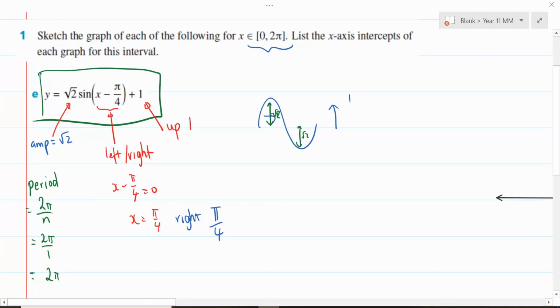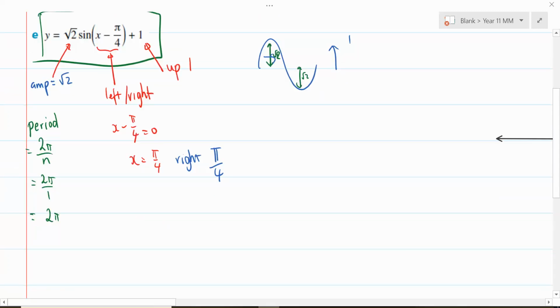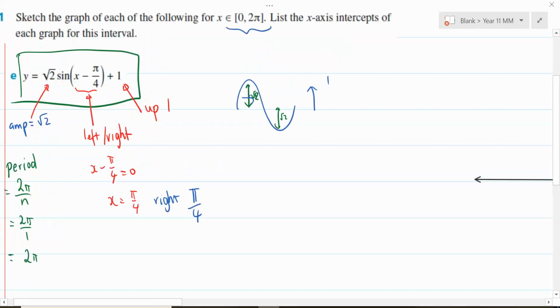This is what I mean. Do your homework. It's very easy. It's the coefficient of x. Not what you're adding, what you're subtracting, is what you're multiplying to. Okay? So now you know the period is 2 pi. This is all the information.